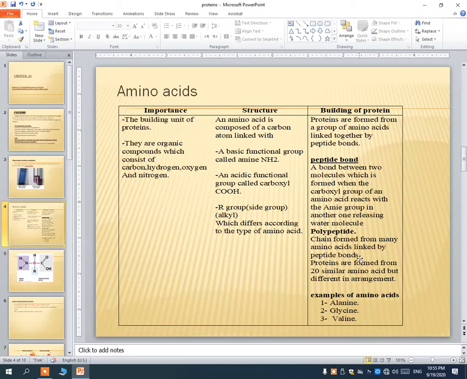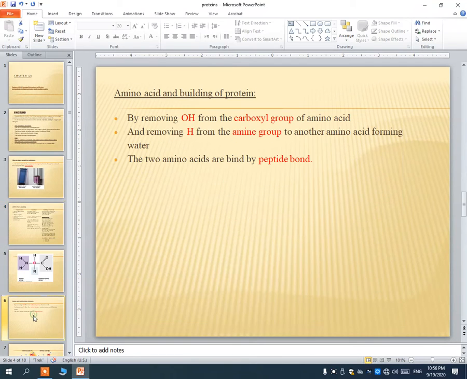Examples of amino acids are alanine, glycine, and valine. As we said, we have 20 types of amino acids, but they give us millions of proteins. How can amino acids build protein? First, by removing OH from the carboxyl group of one amino acid and removing a hydrogen atom from the amine group of another amino acid. The OH and H form water, and then the peptide bond is formed between the two amino acids.